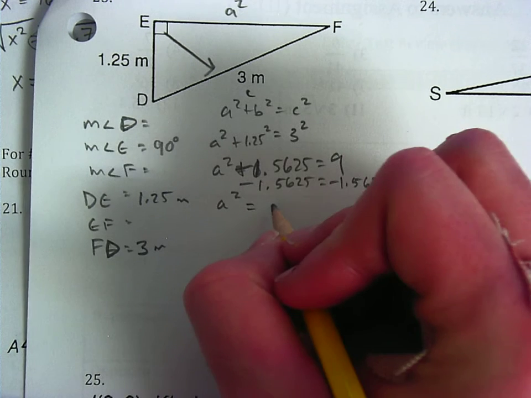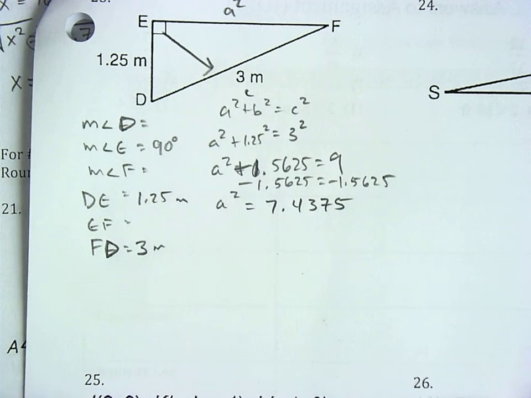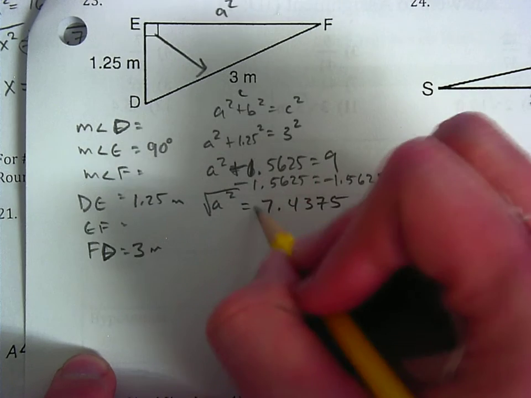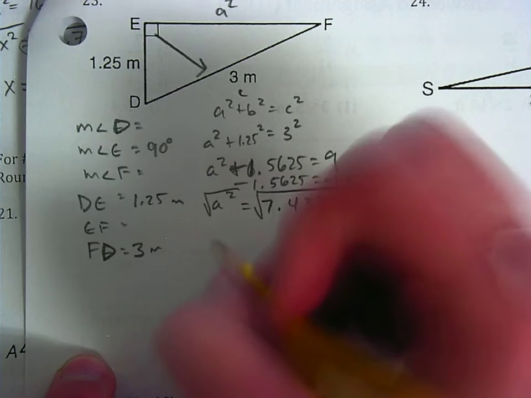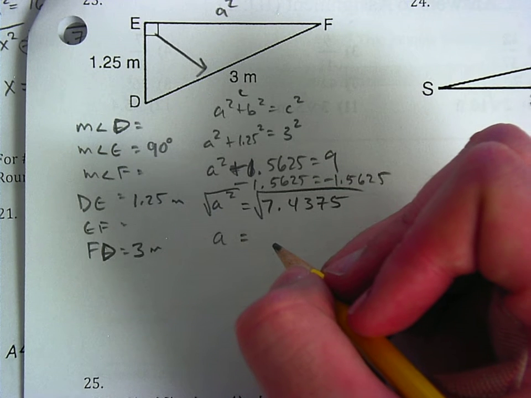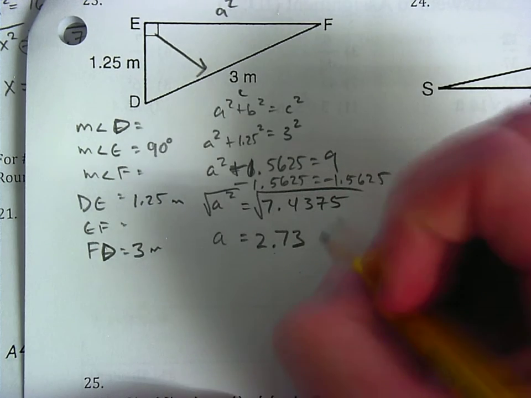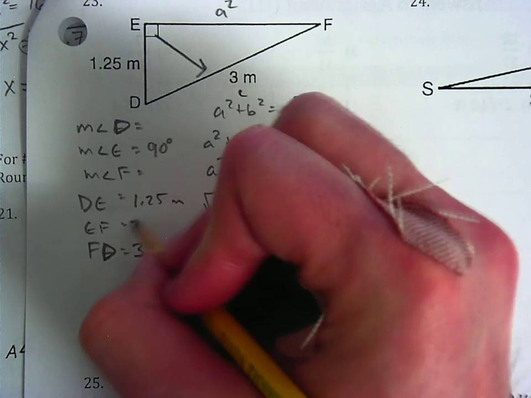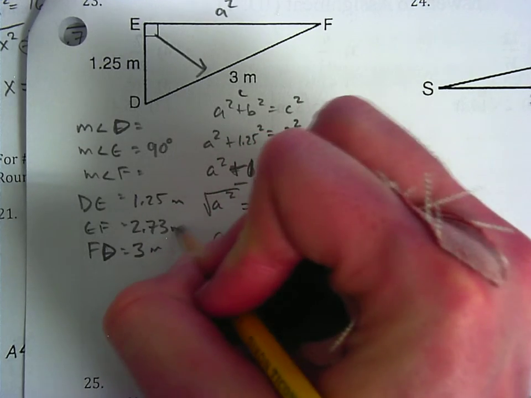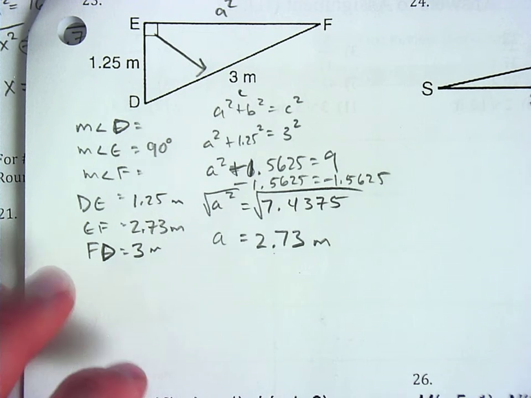And we get a squared equals 7.4375. And then we just square root to get a. So a equals 2.73 when we round to the nearest hundredth. So 2.73 meters. And now that we have our other side, we just need to find the angles.